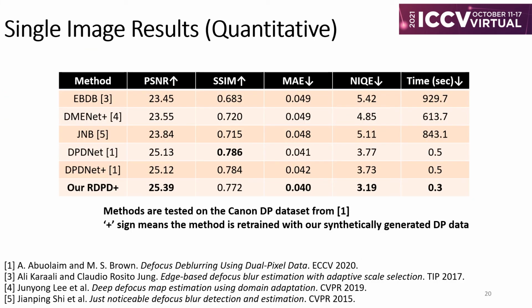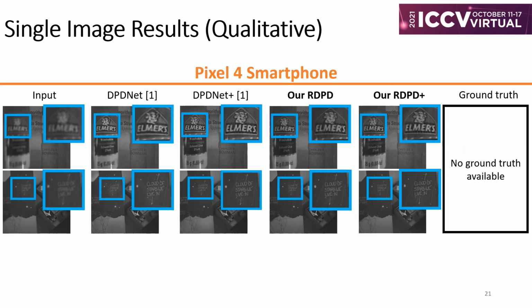Here, we report in this table the quantitative results of various defocus deblurring deep learning methods tested on the Canon DP dataset. Our RDPD network outperforms other methods for the PSNR, MAE, and the perceptual metric NIQE. It's also worth mentioning that our RDPD is lighter weight and has an inference time that is 2 times faster than the second top method. Here, we show qualitatively that our network generalizes well for other cameras that are not in the training data.